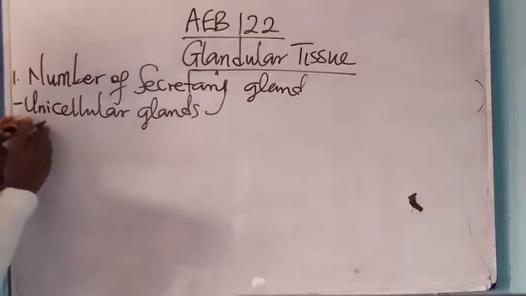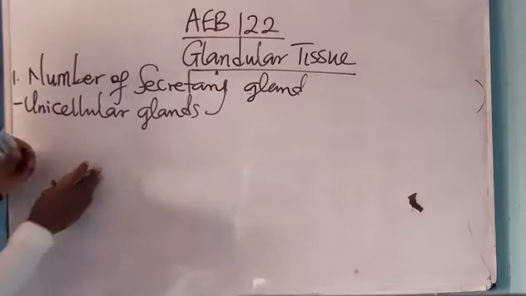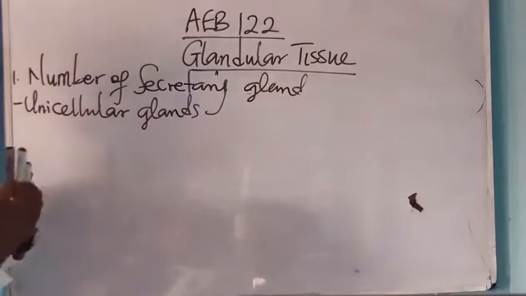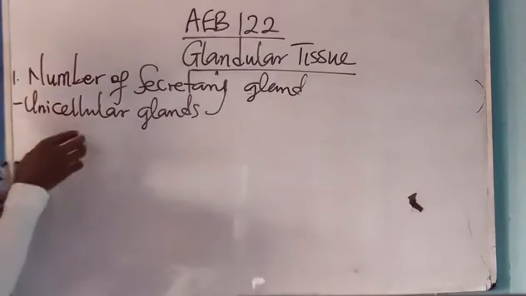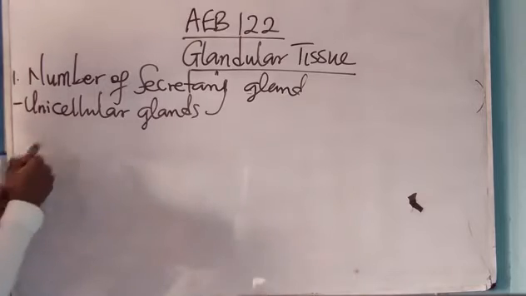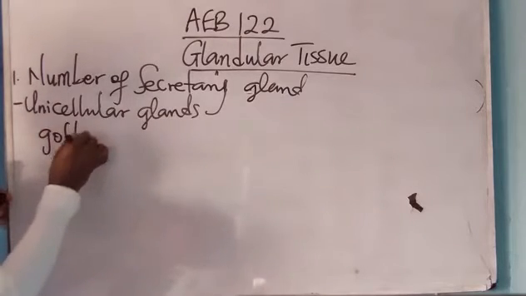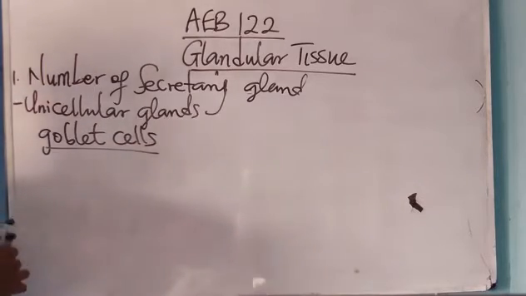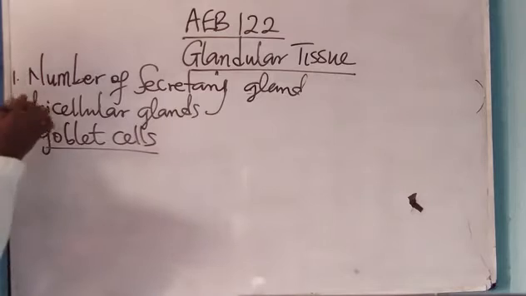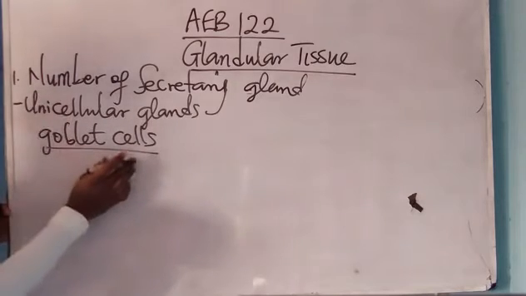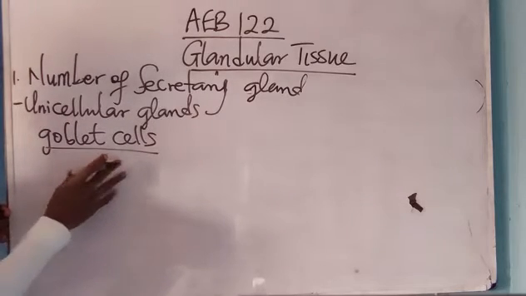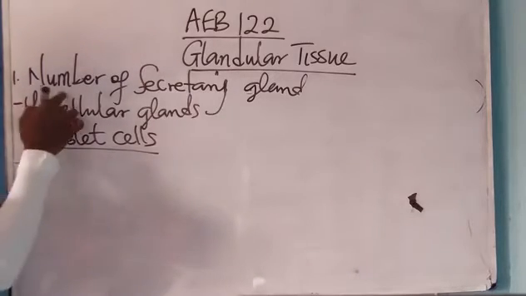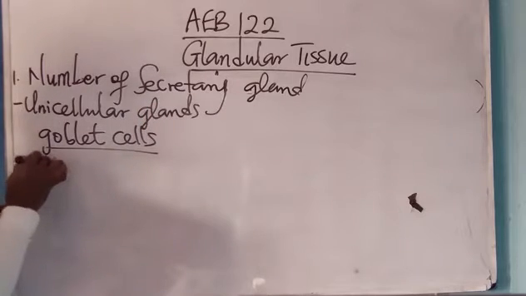Now, these unicellular glands have just one type of cell. That is, the glands are not more than one; you only have one. A good example of a unicellular gland is the goblet cells. The goblet cells have the ability to secrete mucus. So goblet cells are an example of unicellular glands.